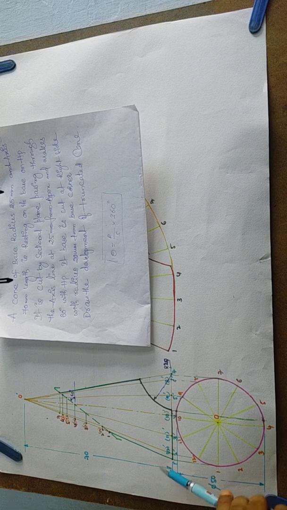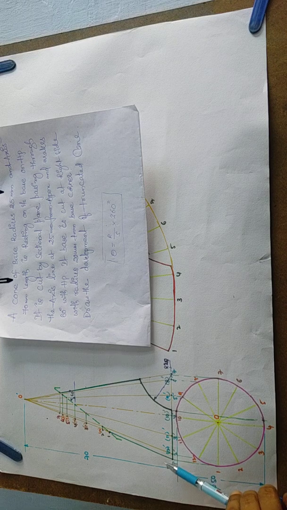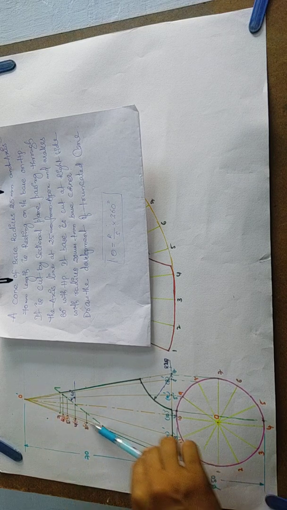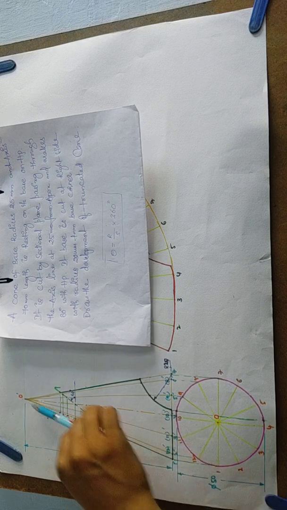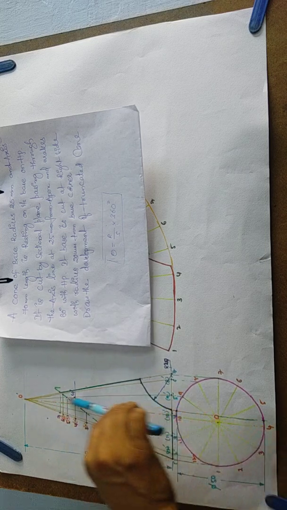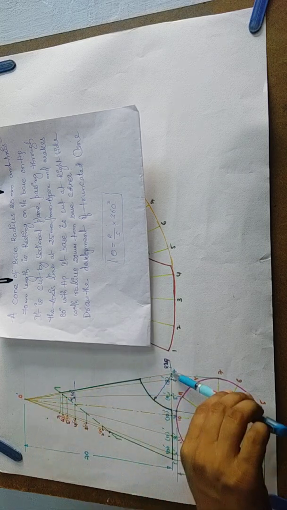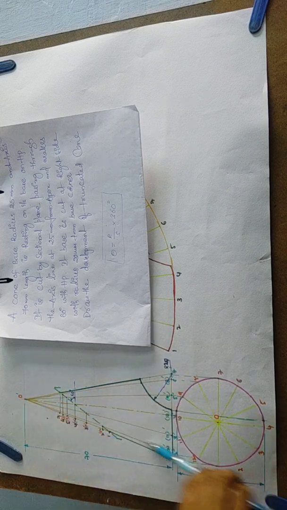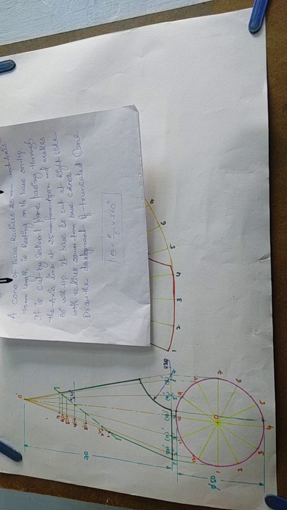Then, from those individual points, extend those lines up to the apex point. So the apex point is here, and draw all those lines up to the apex point. From all the divisional points, draw the lines up to the apex point. So you will get the triangular shape with the divisional lines. Use only a 2H pencil.